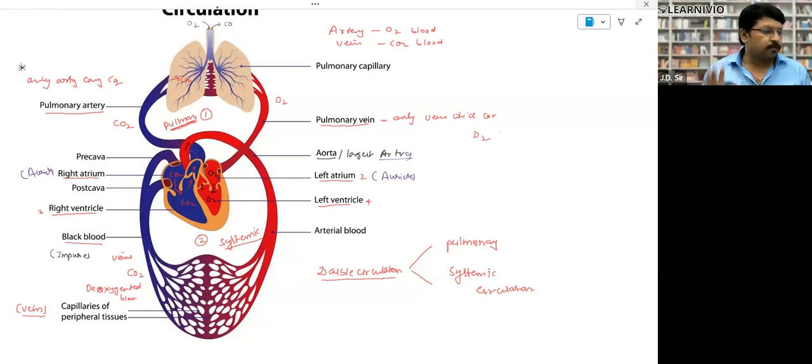Tell me, is it clear? If you have any questions, please ask. This was double circulation.